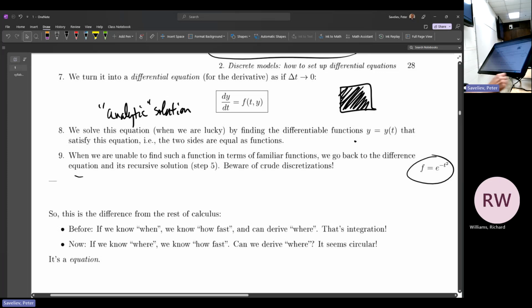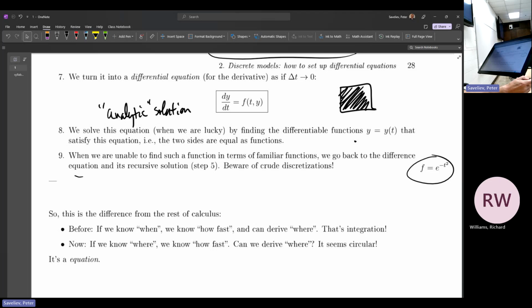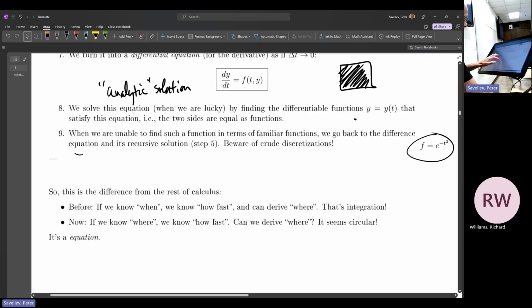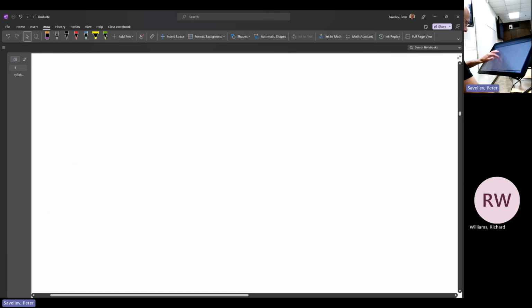Once again, the difference between calculus and differential equations is this: in calculus, if we know when and how fast, then we can derive where. That's simply integration. Now we're in a different situation: if we know where, we know how fast. But how do we know where we are unless we know how we're moving, how fast we're moving? So it's a little insoluble. It's an equation, and that's why it looks so. But we'll get around it.